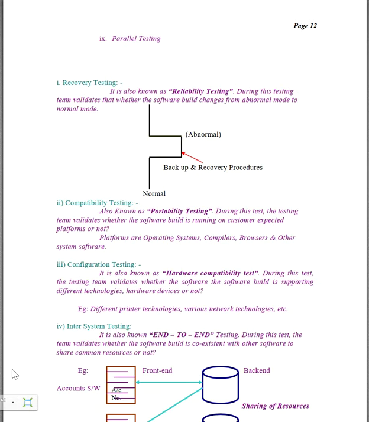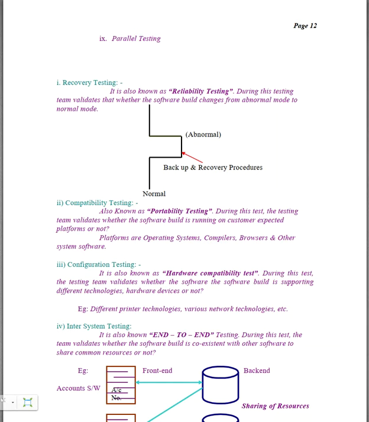Recovery testing is also known as reliability testing. In this, the team validates whether the software build changes from abnormal mode to normal mode. When that happens, that is known as recovery. From abnormal to normal, how much time does it take to recover? There are many backup and recovery procedures for recovery testing.